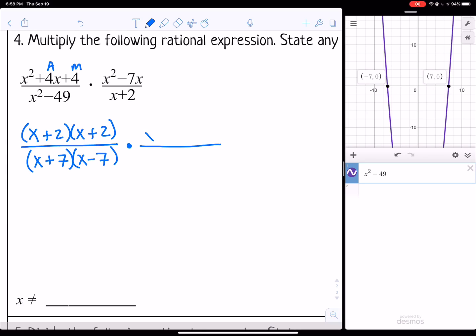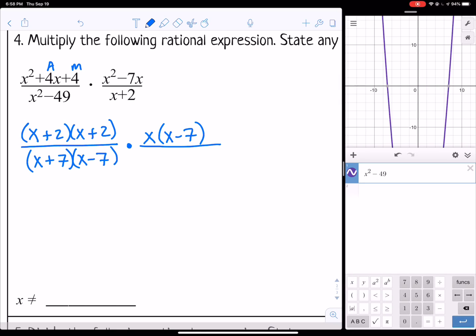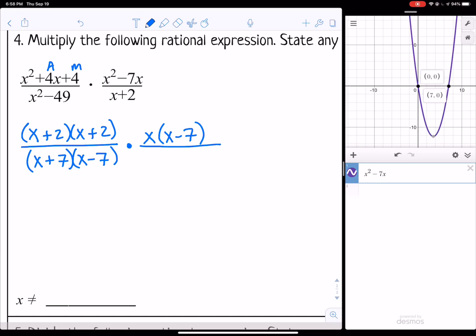Then we could factor out an x, and you have x minus 7 left over. So if you use Desmos, you could type in x squared minus 7x. And notice it touches at 0 and 7. So that's why I have to put the x in the front, because that's what the 0 would look like as a factor. And then x minus 7 goes with the fact that it touched at positive 7 on the x-axis. Then I'm going to write down the denominator of x plus 2.